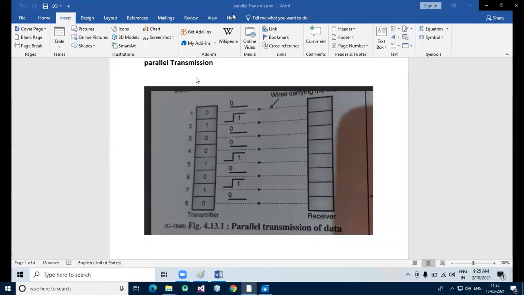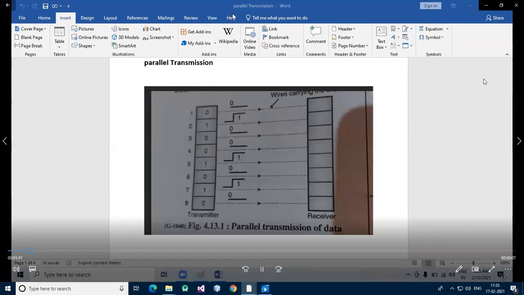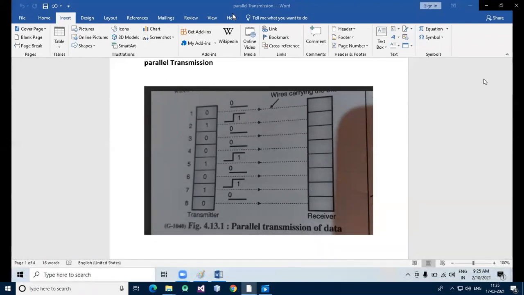Okay, in parallel transmission of data, all the bits of bytes are transmitted simultaneously on separate wires. So here in this figure, you can see that this type of transmission requires multiple wires for interconnecting the two devices. So connecting requires multiple wires.